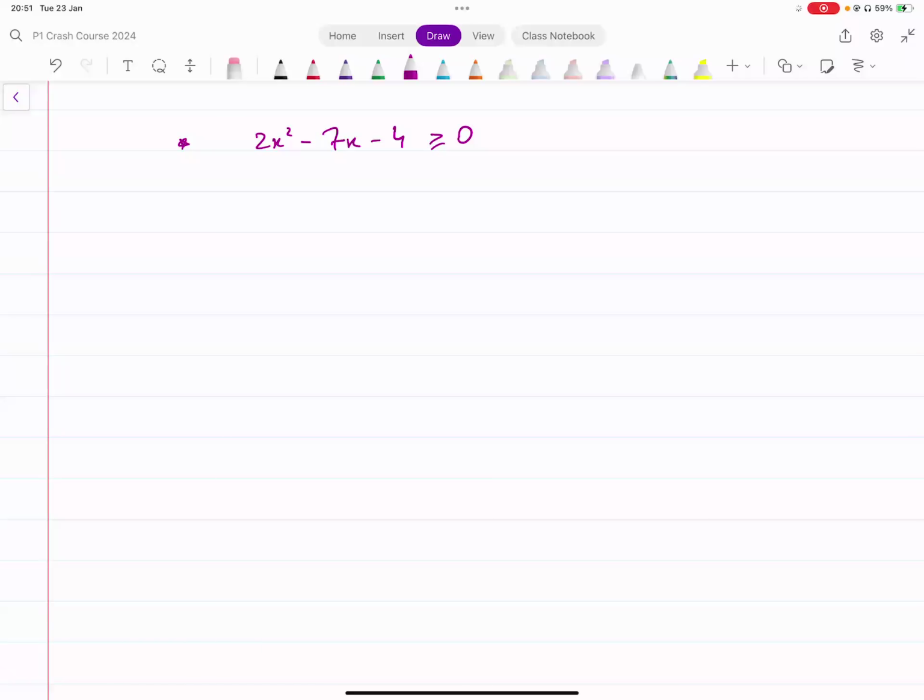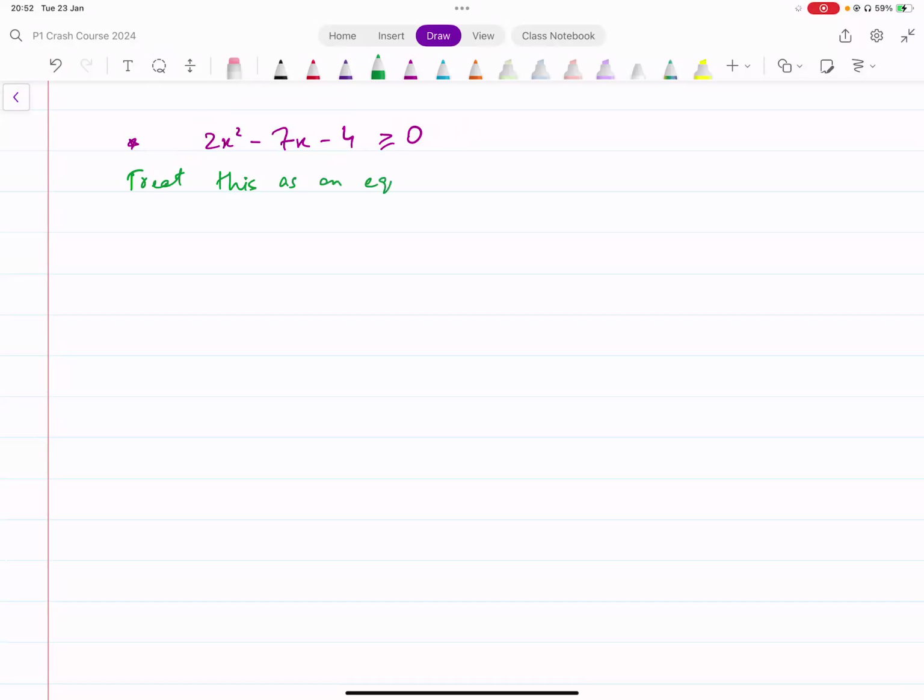Now, what do we do for this? The first thing that we need to do is find the x-intercepts of this function that we have. So for that, what we would do is treat this as an equation, first of all.